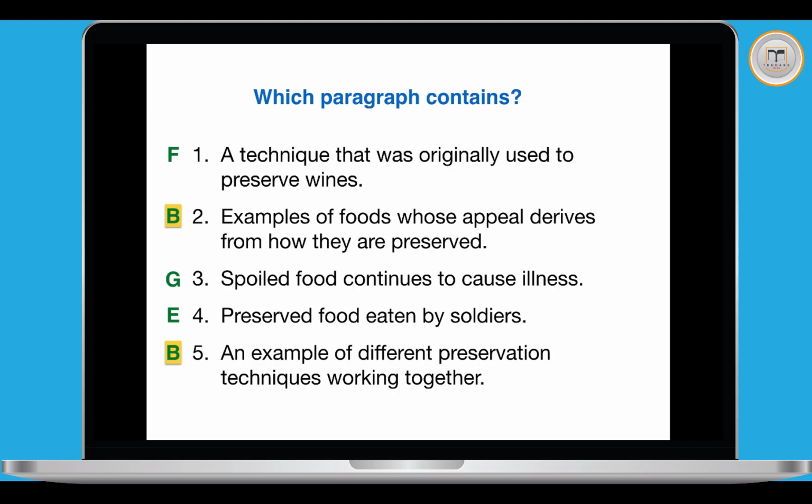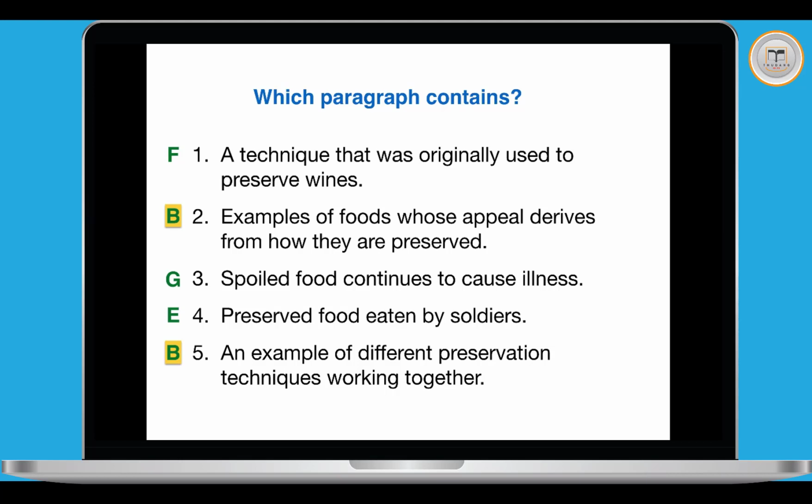Notice also that we haven't used paragraphs A, C or D for any of the answers. That's also another feature of this type of question, that you might not use all of the paragraphs shown in the text. If you were in an exam, that would be the end. You've finished the section, you've got all the answers.